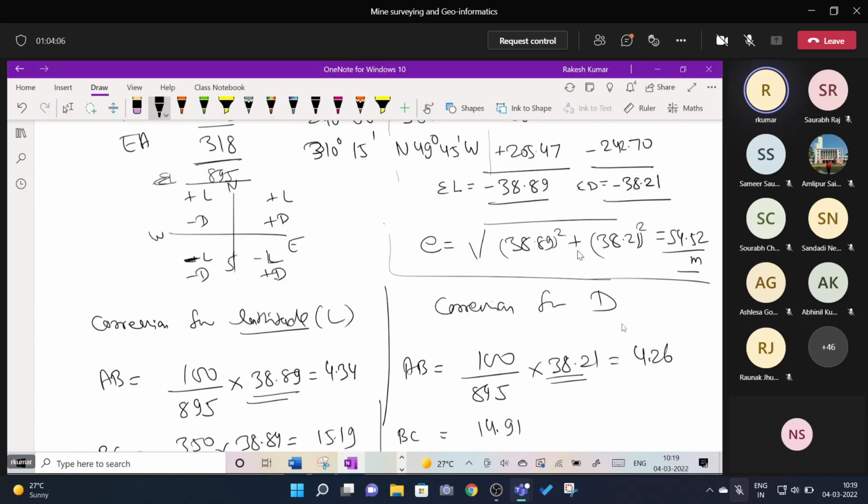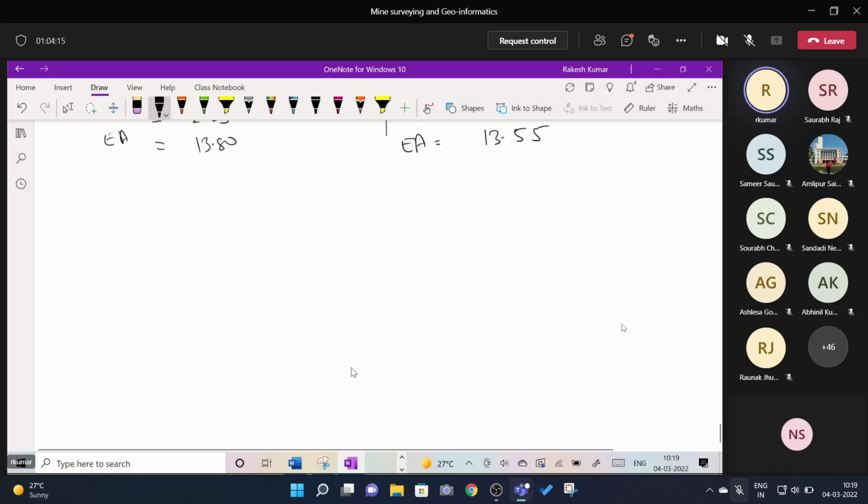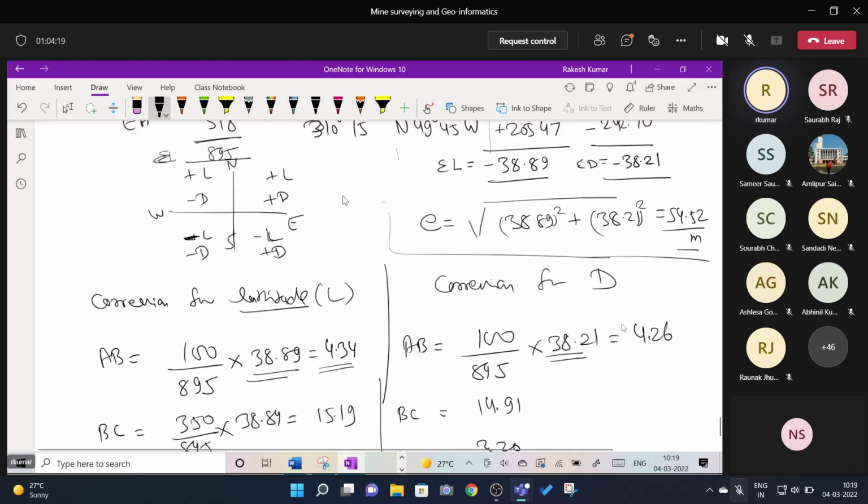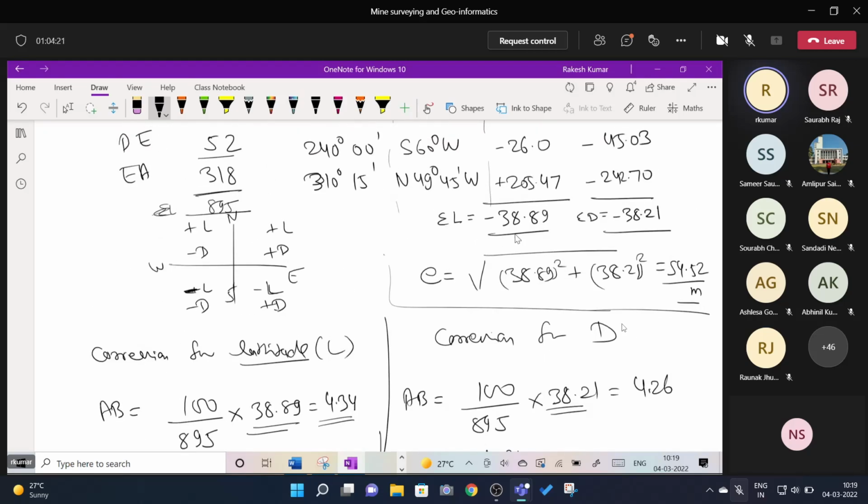Now we have to check. Suppose, what is happening in survey now, you can check whether the values you are getting are correct or not. How to check it? Now for AB you got the correction 4.34. Now you see this is negative, so I have to add.